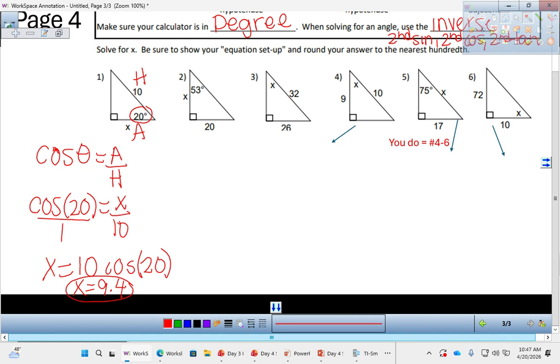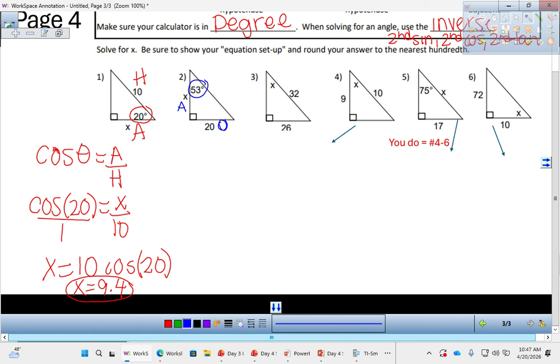All right, let's look at the next one. We've got an angle again. We've got the 53. I don't have the hypotenuse. This would be the hypotenuse, opposite of the 90 degree, so I don't have that. Opposite of the 53 is 20, so that's called the opposite side length. And next to the 53 is the x, so that's called the adjacent side length.